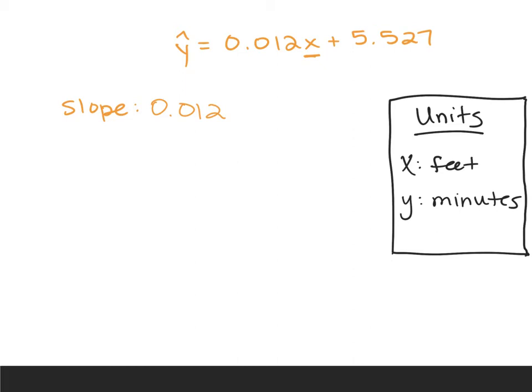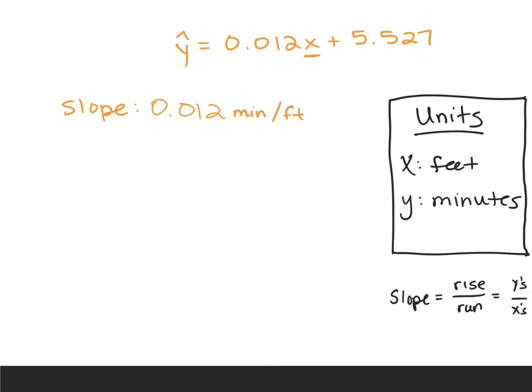Now, if you think about slope, back when you were doing slope in an algebra class, you might remember that the slope is rise over run. And that ends up being the difference in the y's over the difference in the x's. So our units are going to be the units for the y's over the units for the x's. So in this case, it's going to be minutes per foot.